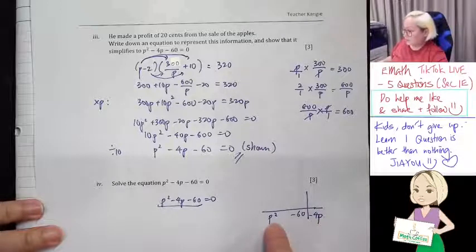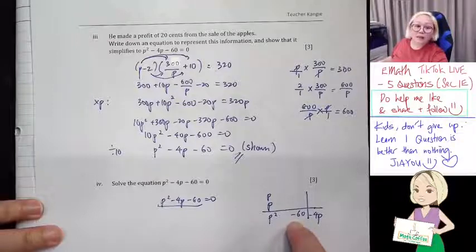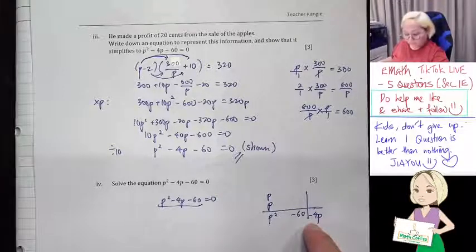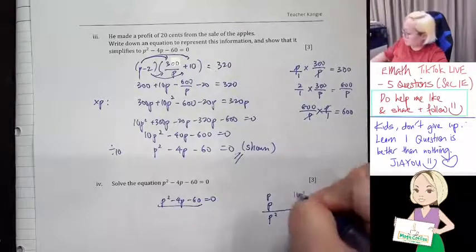Then you have to ask yourself, what times what gives you p squared? This one very straightforward. It's just p and p. Okay, 60. What times what gives me 60? I can have a lot of combinations, right? I can have 20 times 3. I can have 60 times 1. My objective is the two numbers must be able to give me 4. So I'm going to use 10 and 6, because I know 10 minus 6 can give me 4. So I will use 10 and 6.